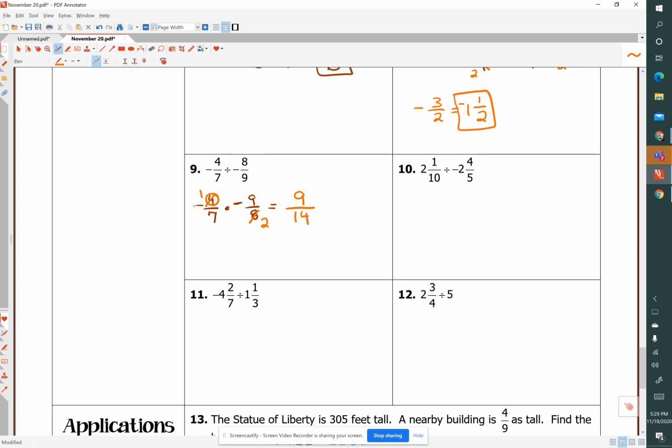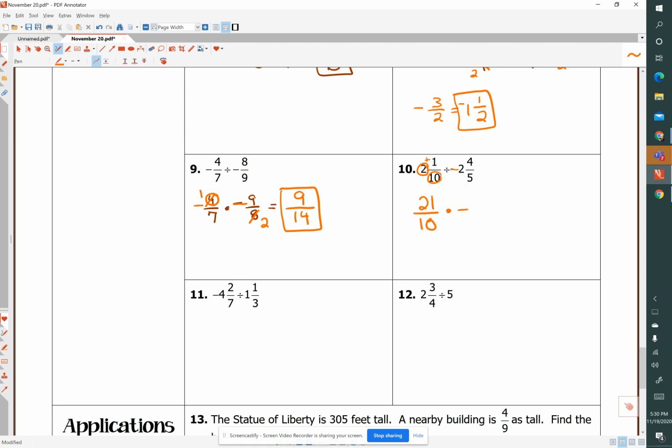Now remember, we had a negative times a negative, so our answer is positive. And that's simplified. That's a complete and final answer. Now we need to turn these mixed numbers into improper fractions. 10 times 2 is 20, plus 1 is 21. We put that over tenths.